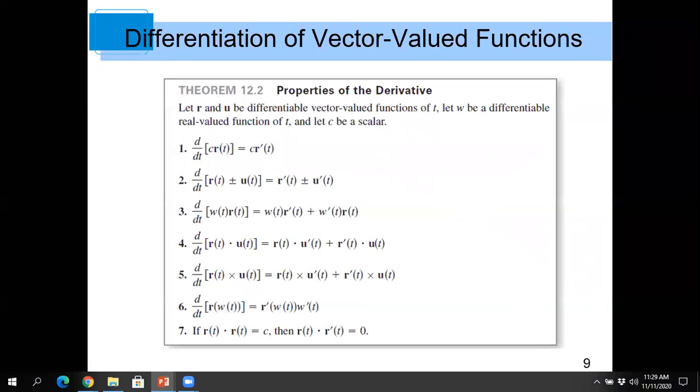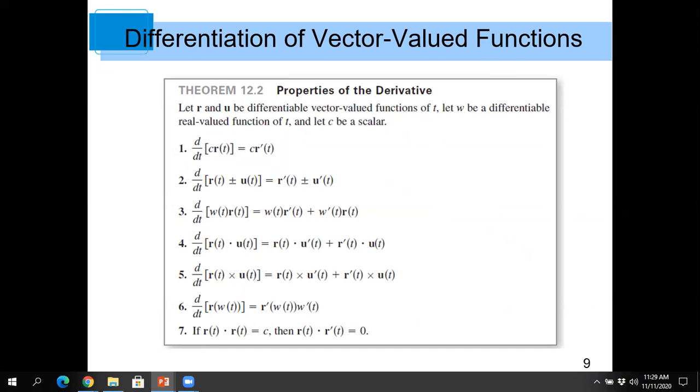Well, I already did the second example. It was the 3-dimensional one. Properties of the derivative of vector valued functions, basically all things that you would expect to be true. For instance, you can factor out constants and take the derivative. Derivatives of sums and differences are sums and differences of derivatives, yes.